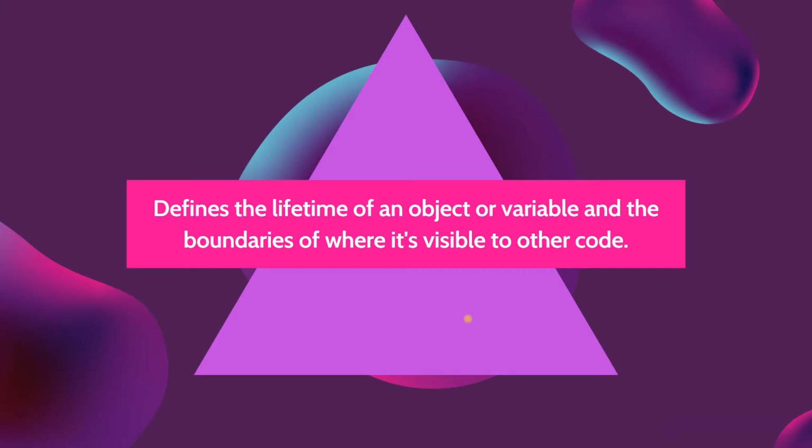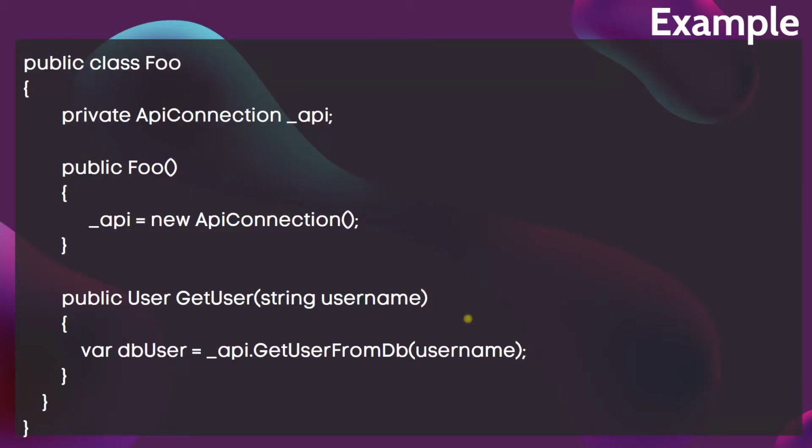All right, scope. So what is the Microsoft definition of scope? It defines the lifetime of an object or variable and the boundaries of where it's visible to other code. Well, that clears it all up for me. I'll see you later, folks. No. Let's talk about what it actually is.